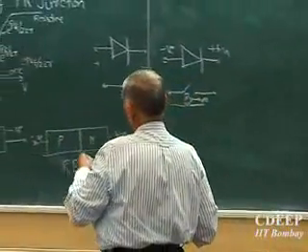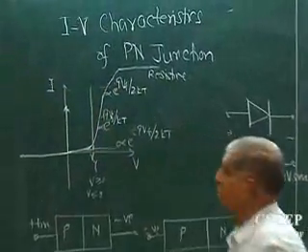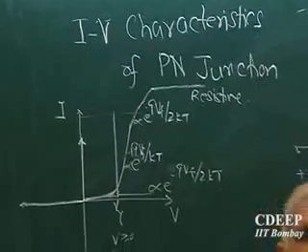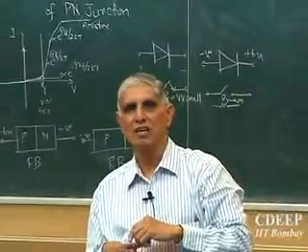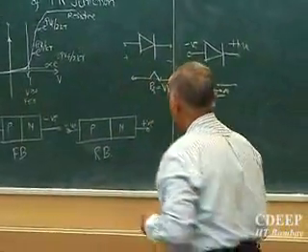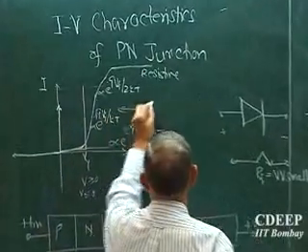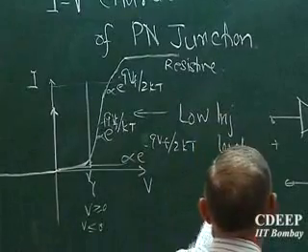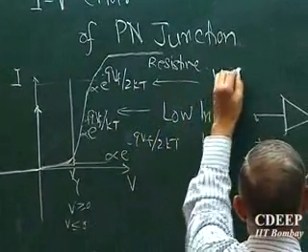However, we see if I go beyond a certain current level, the current starts again slowly rising. E to the power QV by 2kT rise starts. This is called the high injection level. The earlier region is called the low injection level. Injection means available carriers. This is the high injection level.